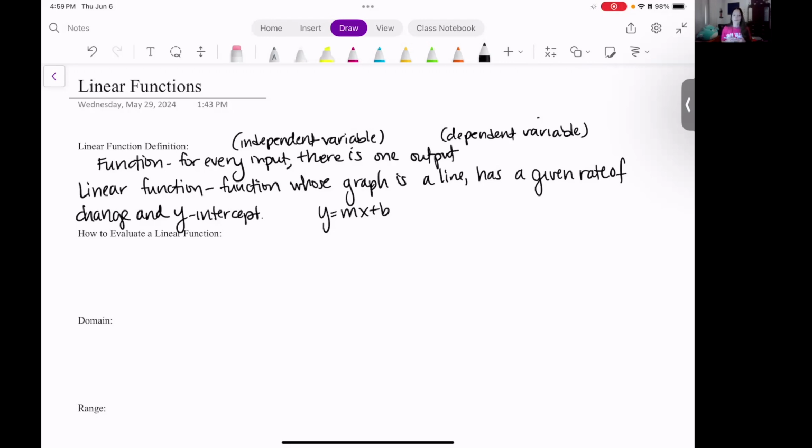Typically, when we're going to evaluate a linear function, what evaluate means is we're substituting in some value and we are trying to determine what the output is for that value. So in order to evaluate a linear function, you substitute in the x and determine what the y is. You're going to first substitute the value of x into the equation.